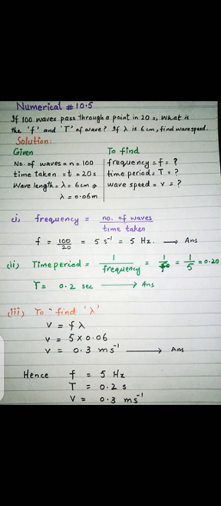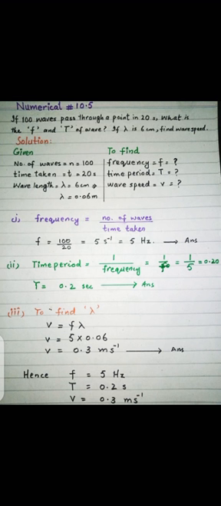Now we are going to find out the wavelength of waves. Girls, we know that V equals F lambda. Now we have taken frequency and the lambda is given. So by putting the two values in the given formula V equals F lambda, we get V equals 5 multiplied by 0.06, which is equal to 0.3 meter per second. This is the speed of the waves.